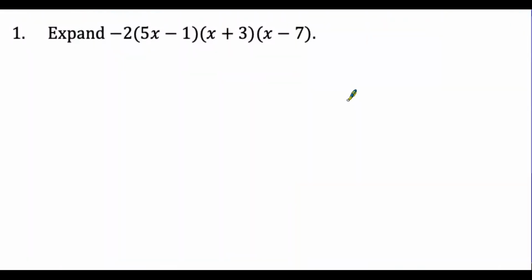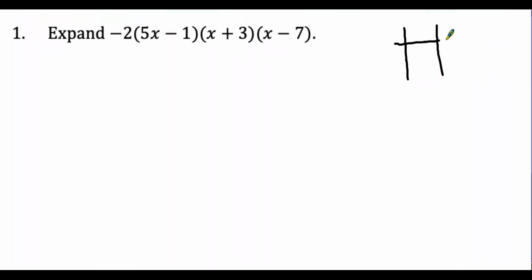All right, let's run through our Unit 2 mid-assessment review here. So on number 1, we want to expand this polynomial. So that means multiply it out. I'm going to start by just multiplying out these two binomials, 5x minus 1 times x plus 3.